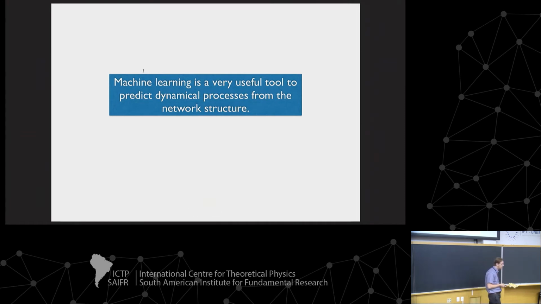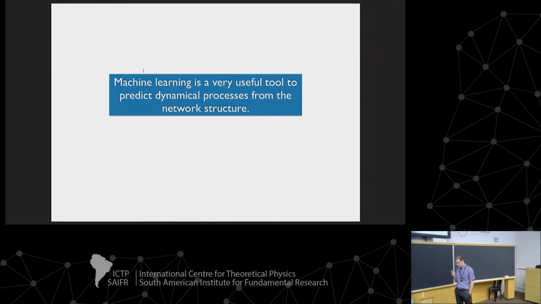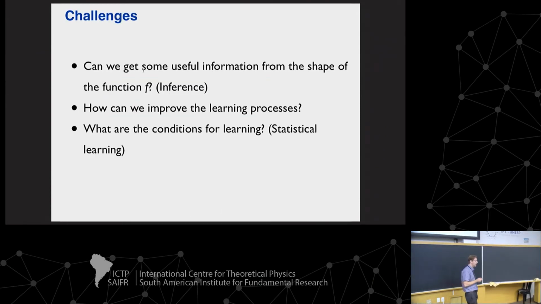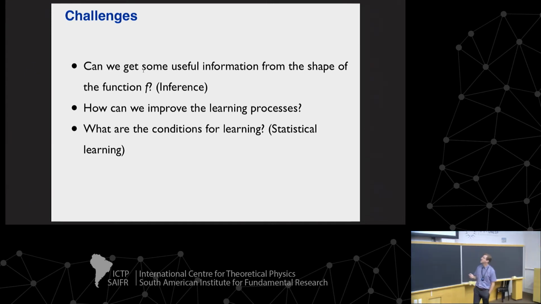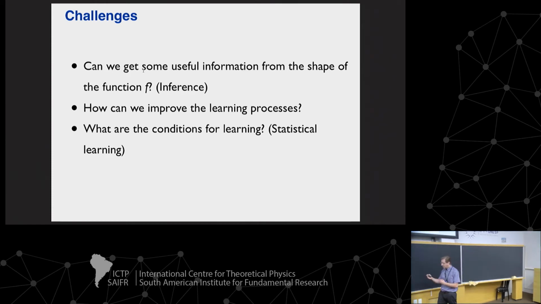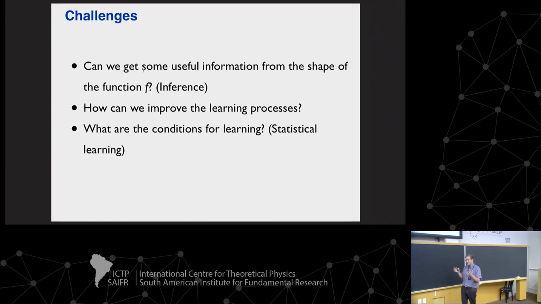So I can see that machine learning is a very, very useful tool to predict the dynamical process in networks. But we have many challenges. For instance, a big challenge is, can you get some useful information from the shape of the function f? When you use a neural network, we have the adjustment of the weights, and this adjustment gives the function f, but it's really hard to interpret and extract some useful information. So this is a challenge.